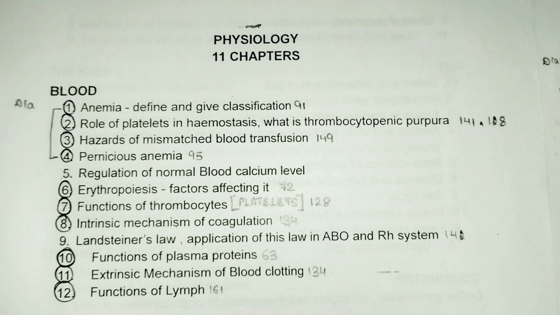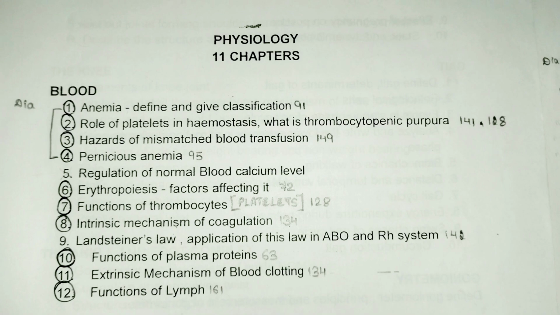Seventh one, functions of thrombocytes. Eighth one, intrinsic mechanism of coagulation. Ninth one, Landsteiner's law, application of this law in ABO and RH system. 10th one, functions of plasma proteins. 11th one, extrinsic mechanism of blood clotting. And the last question is functions of lymph.